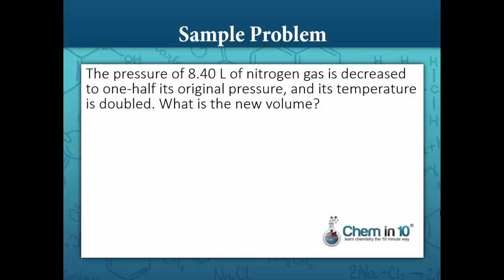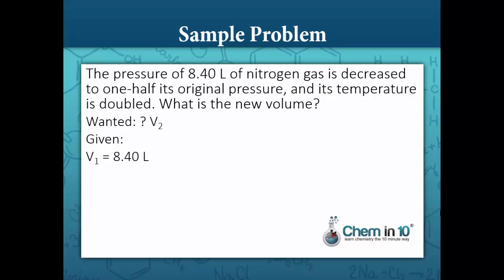Another sample problem. The pressure of 8.40 liters of nitrogen gas is decreased to 1/2 its original pressure, and its temperature is doubled. What is the new volume? So the new volume is V2. We want to find that out, and we're given an initial volume of 8.40 liters. And that's it. We're not given any more numbers.